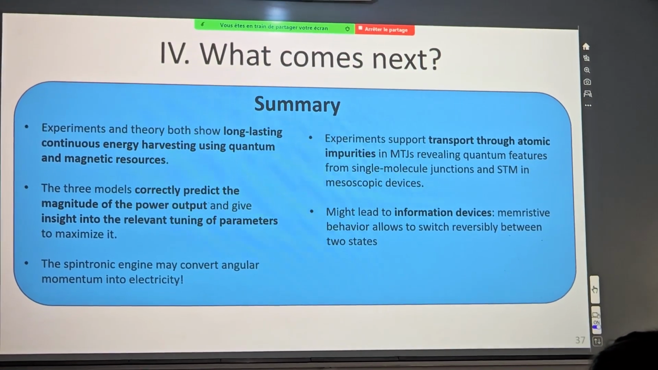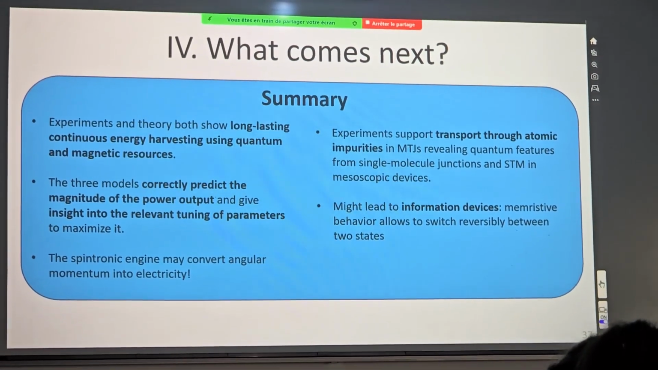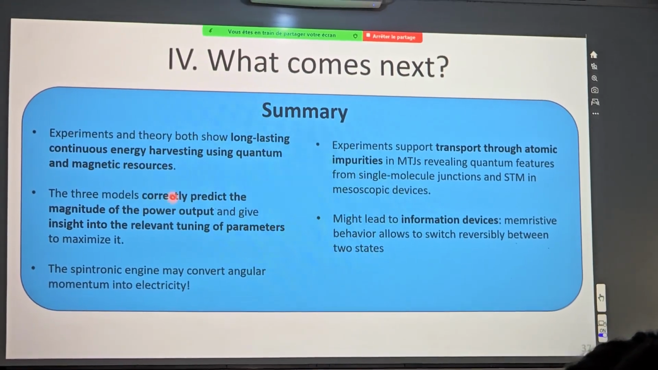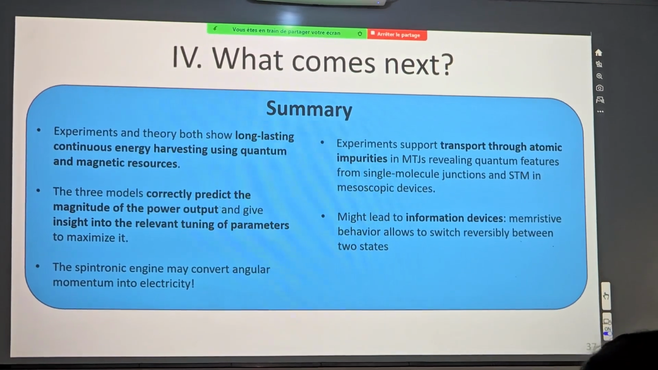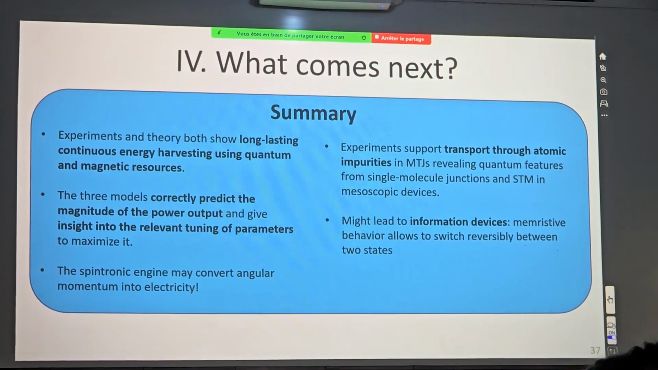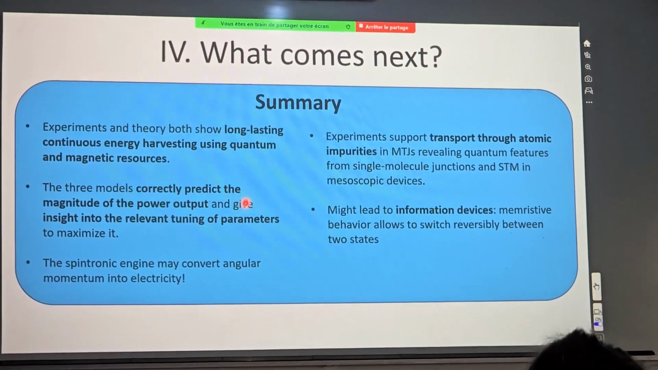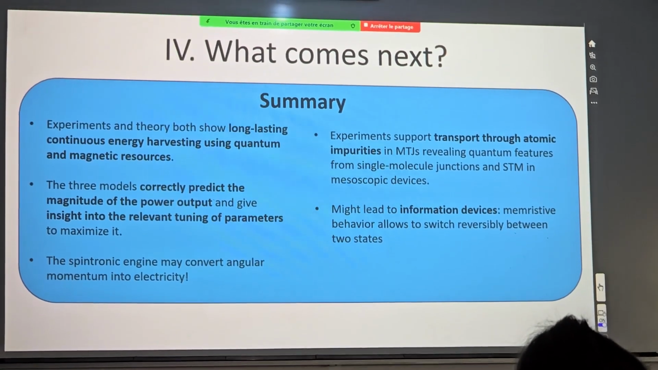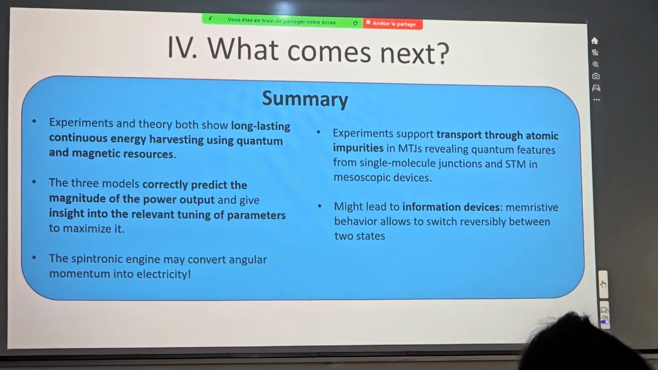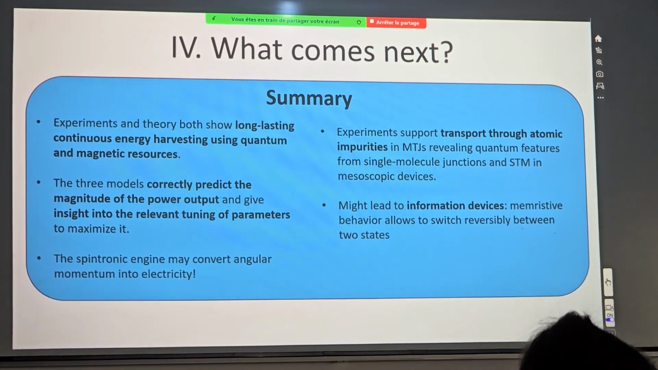And so, in summary, experiments and theory both show long-lasting continuous energy harvesting that uses quantum and magnetic resources. And the three models I built correctly predict the magnitude of the power output, and they give insight into the relevant tuning parameters that can be used to maximize it.